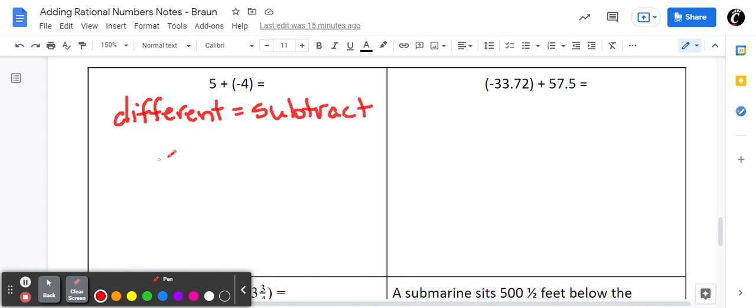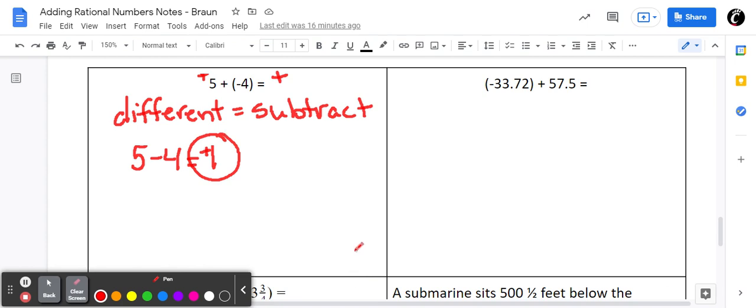So the first thing I'm going to do is just subtract 5 minus 4, which gives me 1. And then I have to look back at my original numbers. Which one has the larger numerical value? 5 or 4? 5 has the larger numerical value. It's positive, so I know my answer is going to be positive. So 5 plus -4 is going to give me an answer of +1.